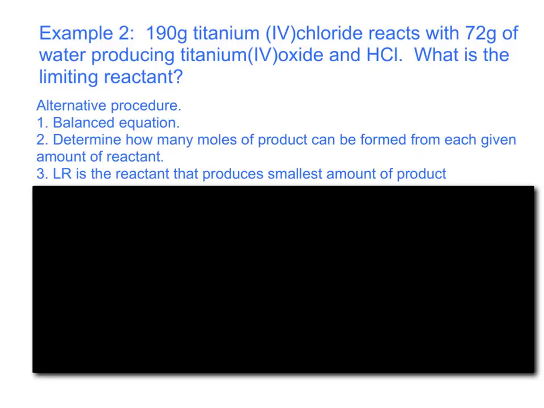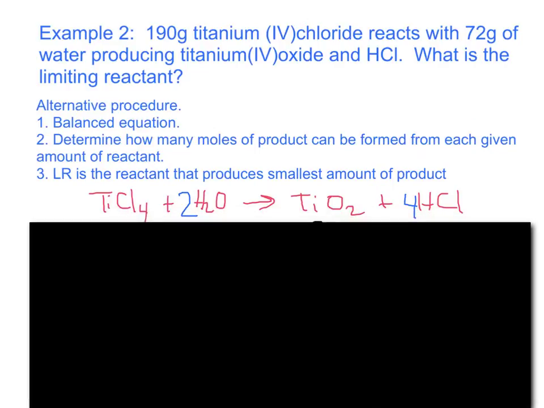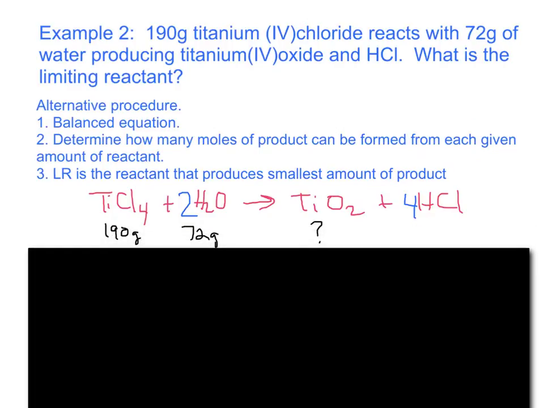So again, the procedure for this is to write a balanced chemical equation. There it is: 1 titanium 4-chloride plus 2 moles of water yields 1 mole of titanium 4 oxide plus 4 moles of hydrochloric acid. Okay, so the next job, we need to determine how many moles of a product can be formed from each given amount. So we've written the given amounts here, and you just pick one of the products. I chose titanium 4 oxide. So we're going to basically see from these starting amounts how many grams of that product we can get.